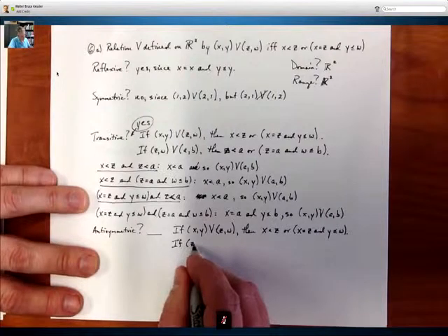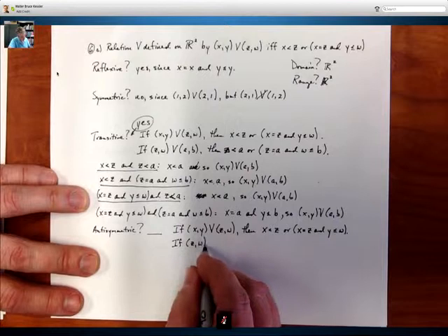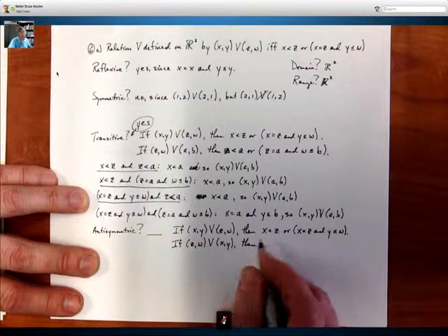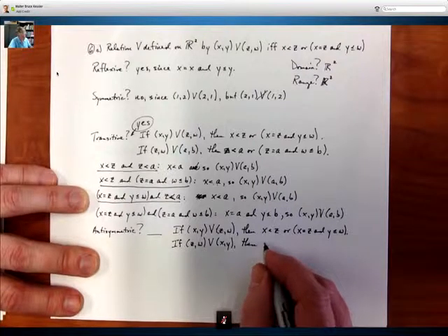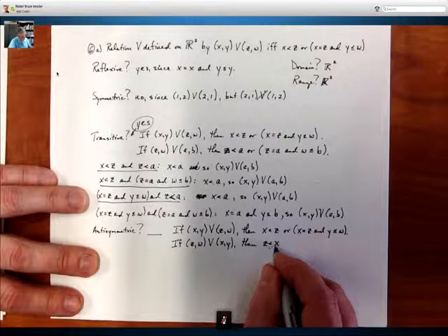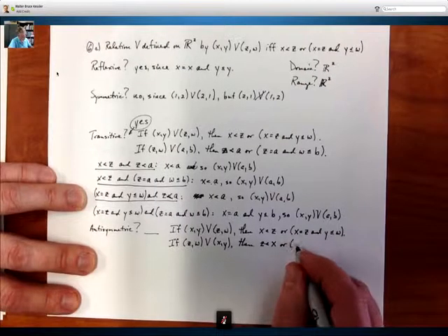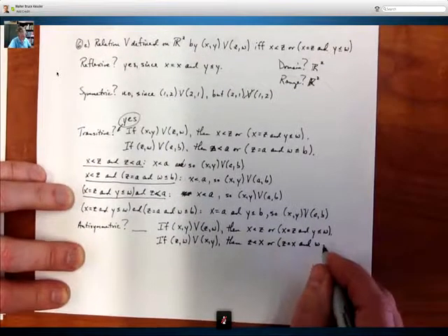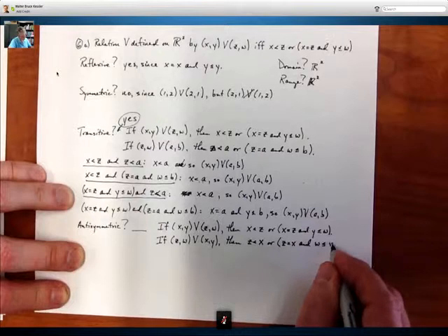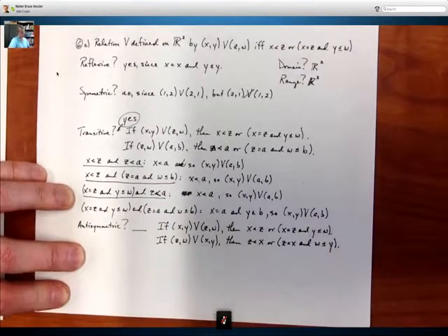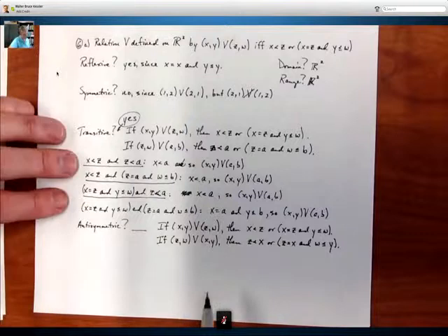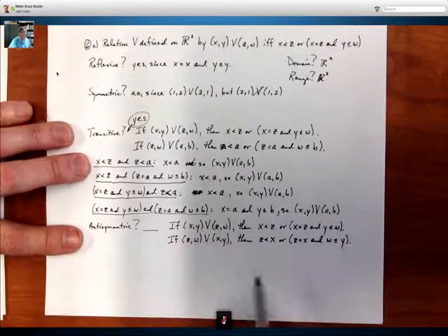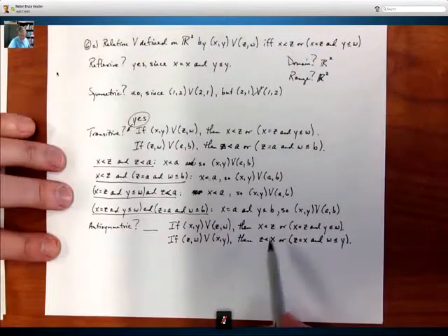And the second part is, okay, if zw is related to xy, then either z is strictly less than x or z equals x and w is less than or equal to y. Okay? So now we start looking at, and I forgot to underline this one case, we start looking at these cases.